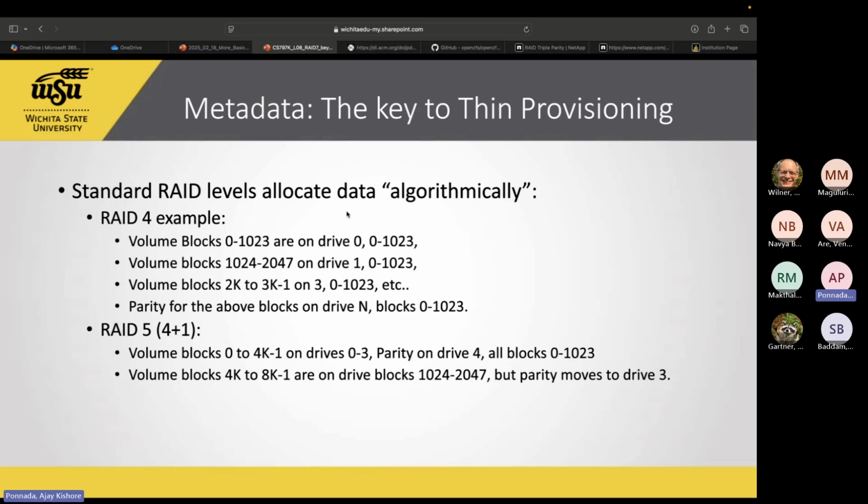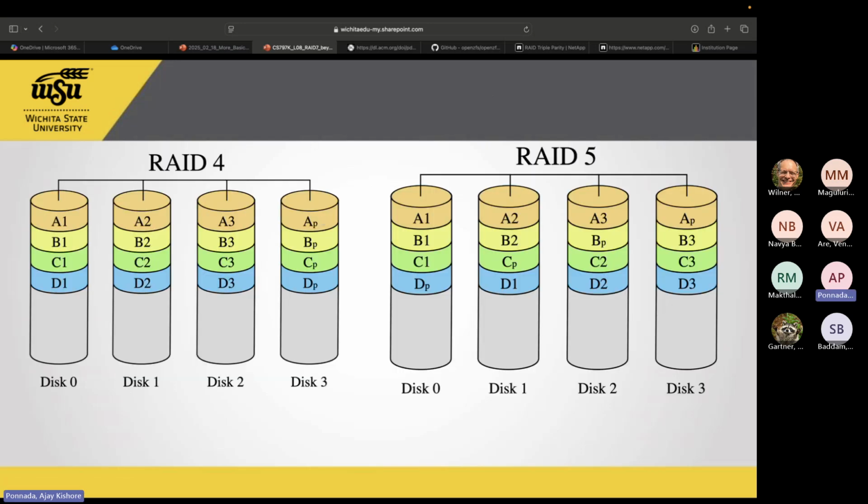So standard RAID levels allocate data algorithmically. This is how: RAID 5, 4 plus 1 volume blocks of 0 to 4K plus 4K minus 1 on drives 0 to 3. Here, RAID 4. Each point explains each column. So blocks 0 to 3 on drive 0, drive 1 to 3, and drive n. This is the parity bit. How is it calculated? We XOR things. Just what we discussed earlier. So this is RAID 4 and this is RAID 5.